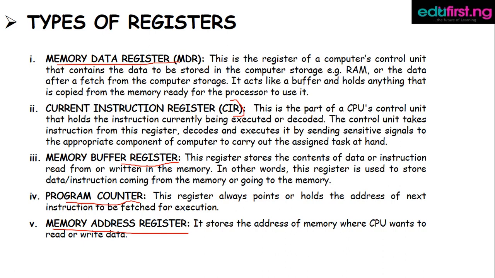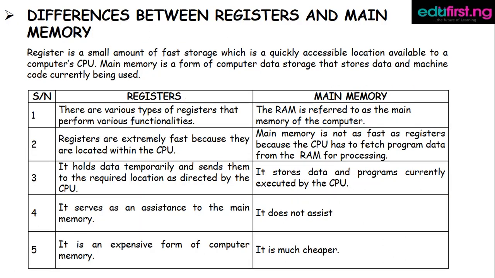We'll move on. Let us take a look at differences between registers and main memory. So we'll have a brighter view of why registers are different from main memory. A register is a small amount of fast storage, a quickly accessible location available to a computer's CPU, while the main memory is a form of computer data storage that stores data and machine code that are currently being used.